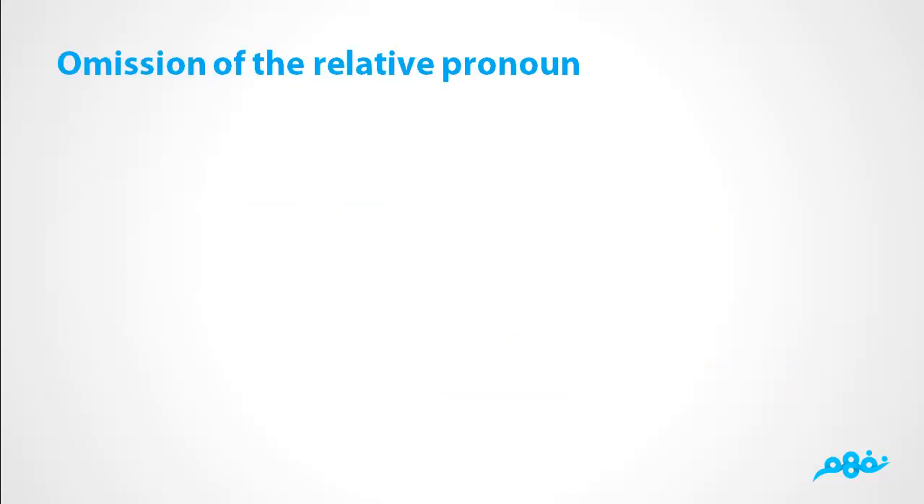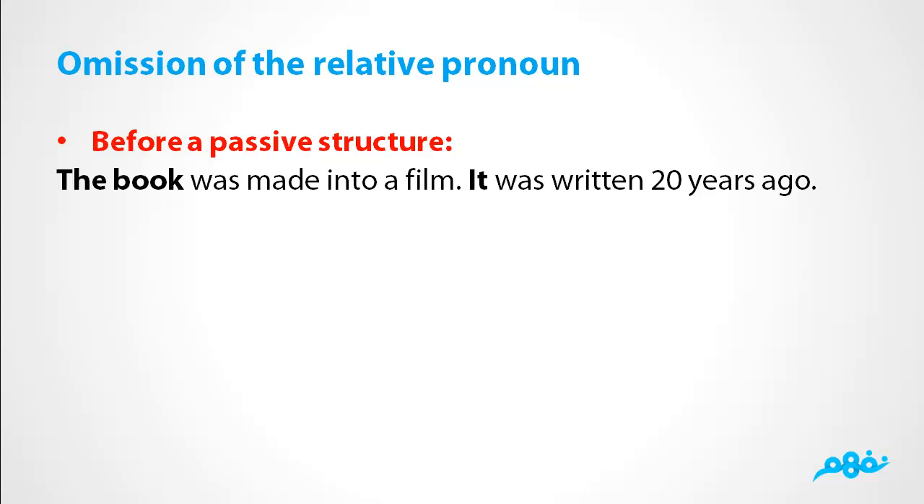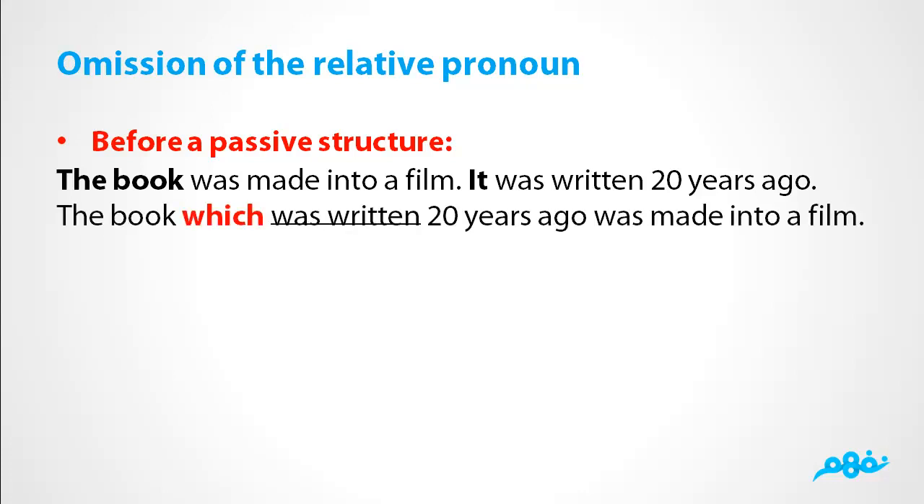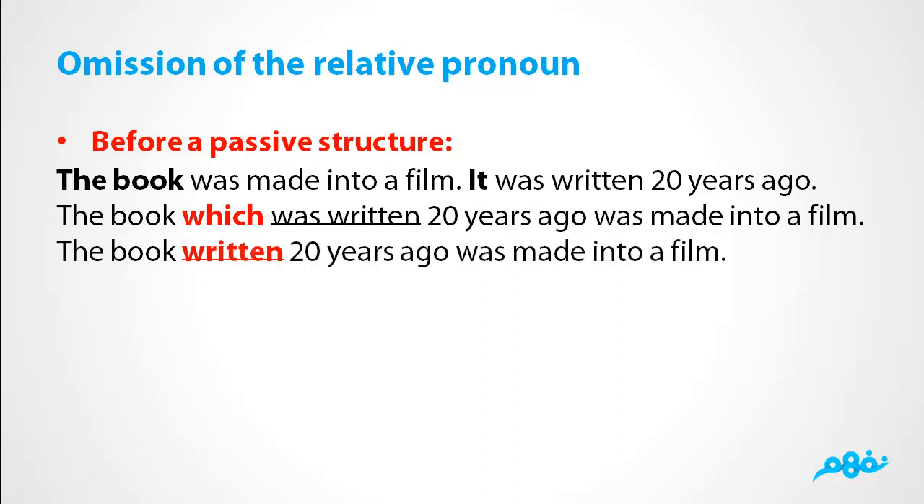Omission of the relative pronoun. We have different cases in which we can omit the relative pronoun. They are: before a passive structure. The book was made into a film. It was written 20 years ago. We join them saying, the book which was written 20 years ago was made into a film. And when we omit the relative pronoun, we say, the book written 20 years ago was made into a film.